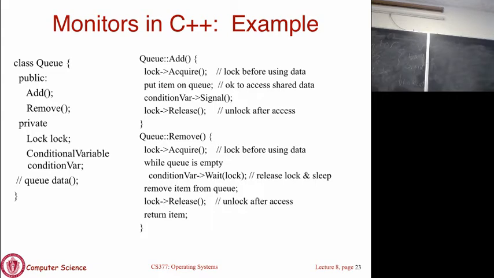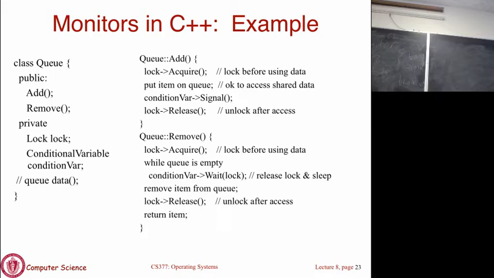Because in Java, when you say the method is synchronized, the entire method is surrounded by the lock, the acquire and release. Whereas in C++, we're essentially defining where we want the acquire and release to be. But then everything else here is essentially what we already said.